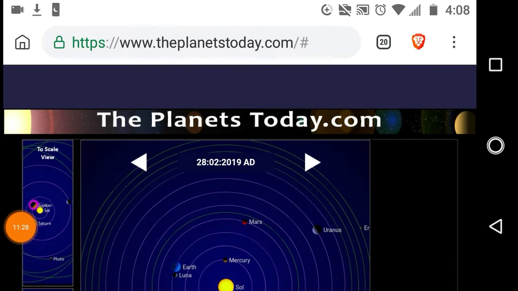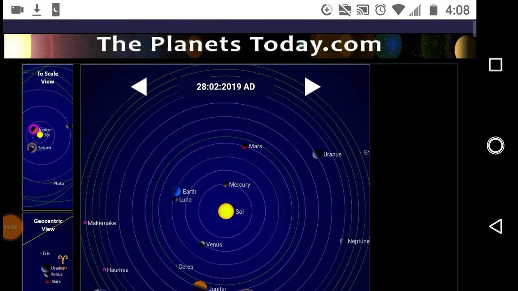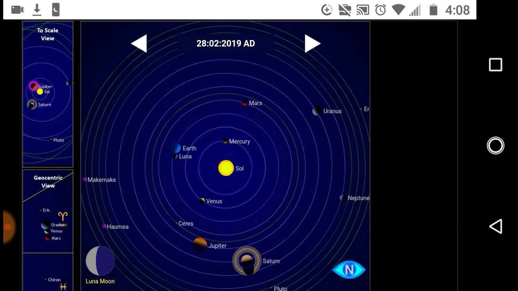Let's look at some other planet locations at theplanetstoday.com. There's the current state of affairs in the solar system. We do see actually a major conjunction here. Mars, Mercury, Sun, Venus, and Jupiter all practically in a straight line. So let's just advance this 1 week for you so you see what will happen next.